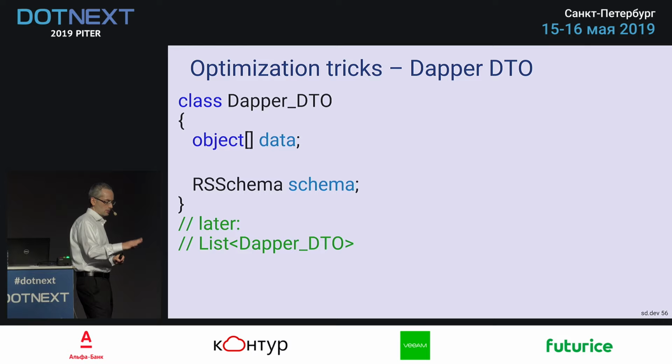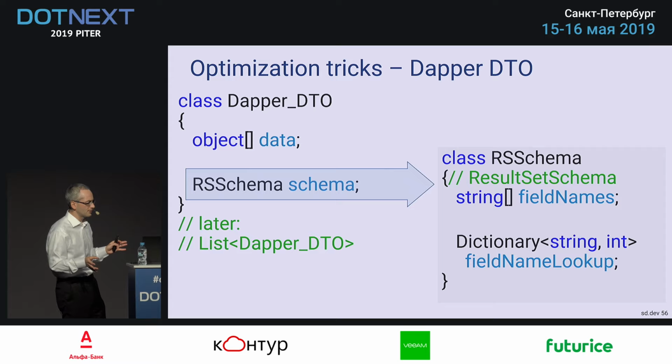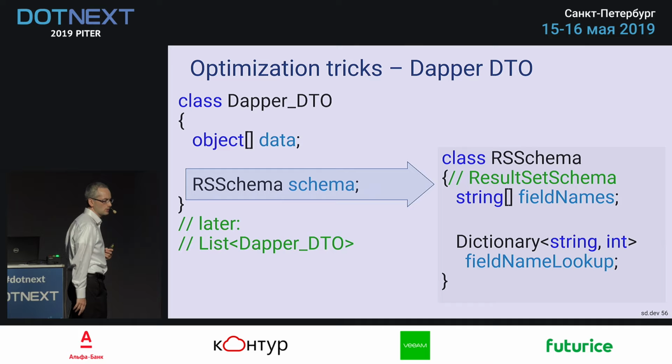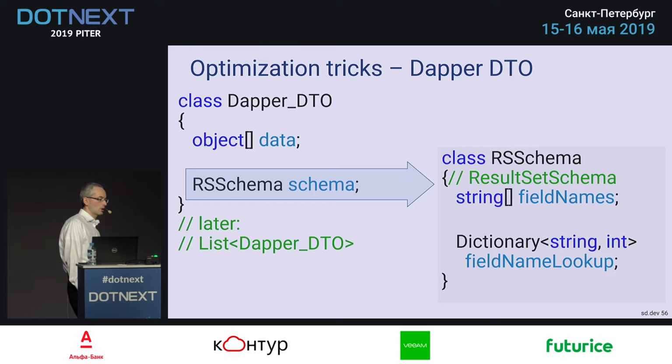RS stands for result set. So let's understand that result set schema class a little bit better. That class is just another container of metadata. It has a string array field names, which contains the names of the fields, the values of which are sitting within data. And it also has a lookup dictionary for looking up a particular name and finding its position in the data array. So again, a very simple class.